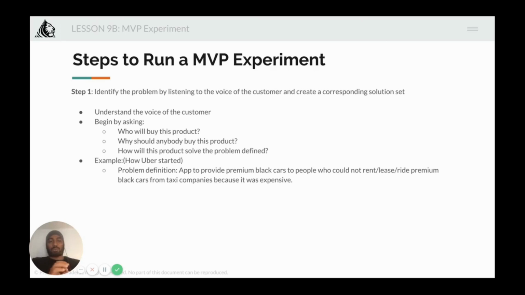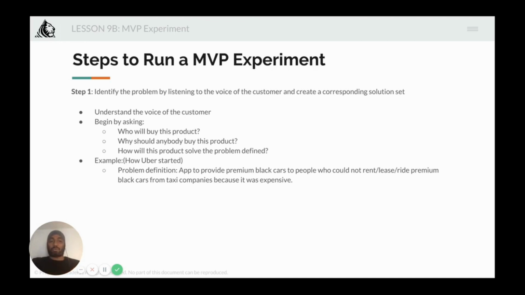So the first step is always to listen to the voice of the customer. The voice of the customer directs you to the problem, the eventuality, and eventually to the solution. As a product manager, you should always ask questions. Who will buy the product? Why should anybody buy the product? How will they buy it? What are the reasons for buying it? And so on. Let's talk about Uber, for instance.